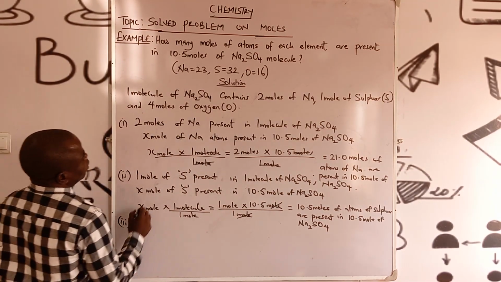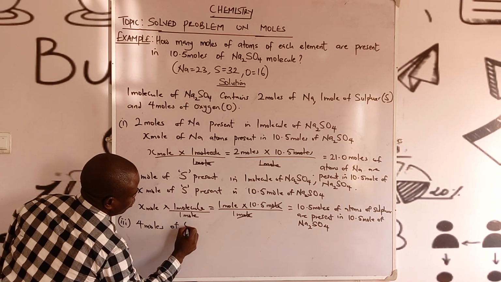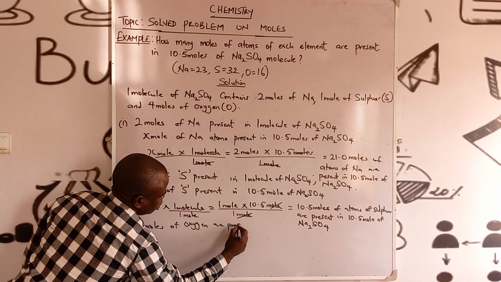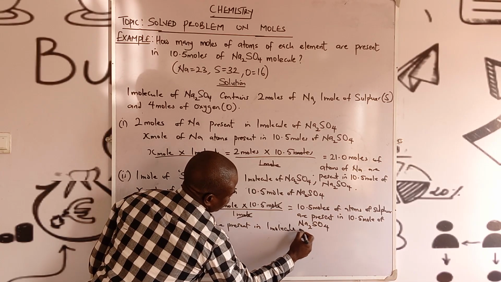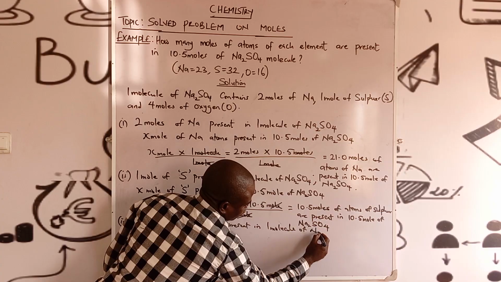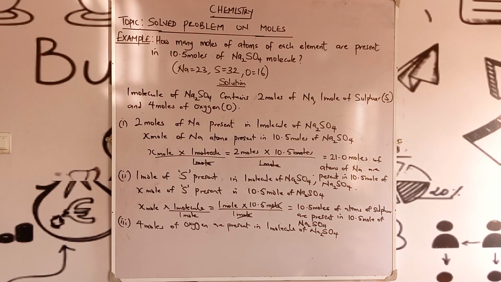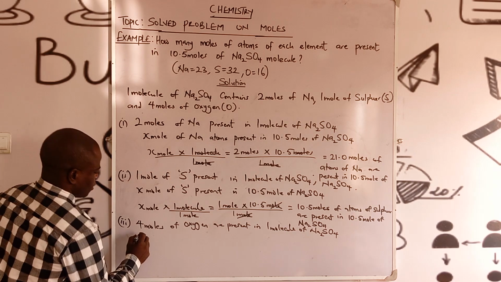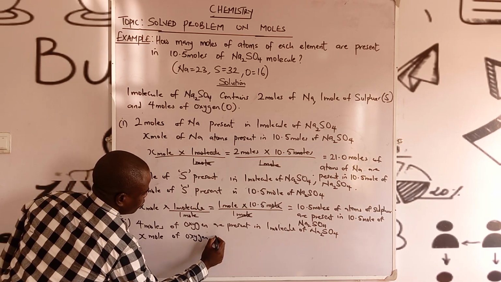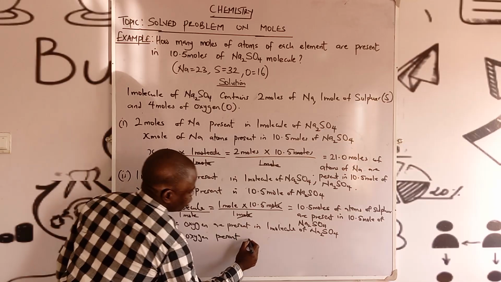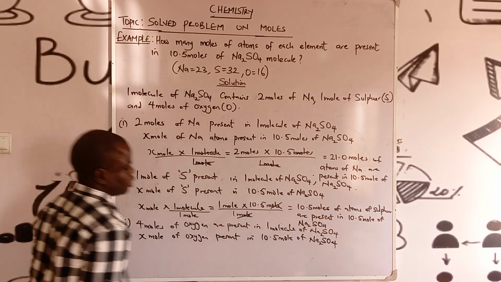The third one: how many moles are present? 4 moles of oxygen are present in 1 molecule of sodium tetraoxosulphate 6. Now, x mole of oxygen present, what is the number of moles of oxygen present in 10.5 mole of sodium tetraoxosulphate 6?